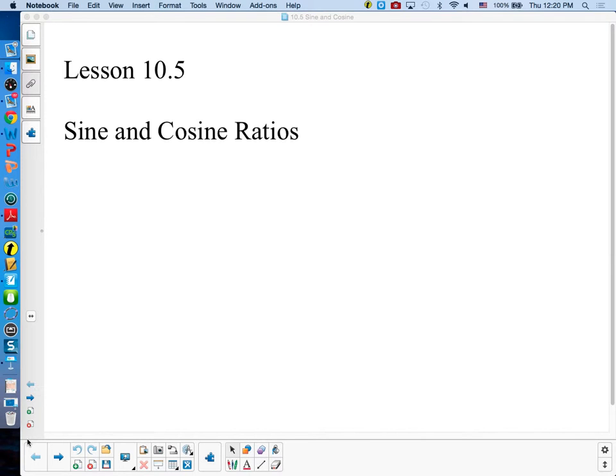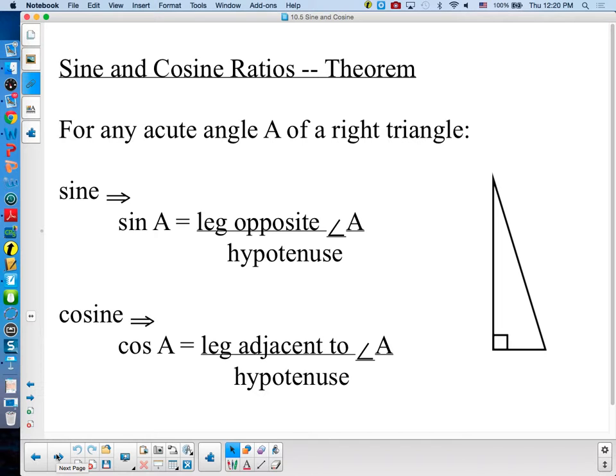Okay, sine and cosine. Sine and cosine are kind of like the tangent, where you're using certain sides of the triangle to make a fraction, but it's not opposite and adjacent. It's a different combination. Sine is comparing the leg opposite of the angle to the hypotenuse. Leg opposite angle A to the hypotenuse, and the cosine is the leg adjacent to angle A compared to the hypotenuse.